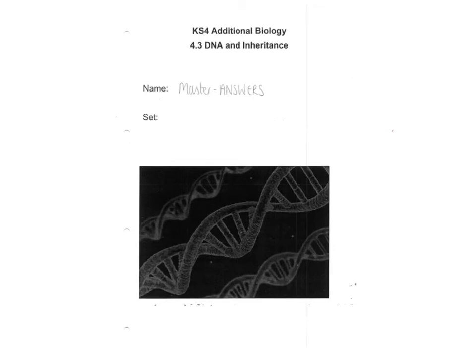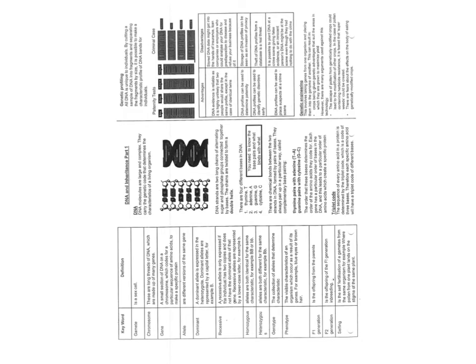So this is the answer booklet for DNA and Inheritance 4.3 Additional Biology. Again, here is the knowledge organiser, which you should have used to help you answer the questions. And the first question, name two scientists whose work led to the discovery of the structure of DNA. It was Watson and Crick.